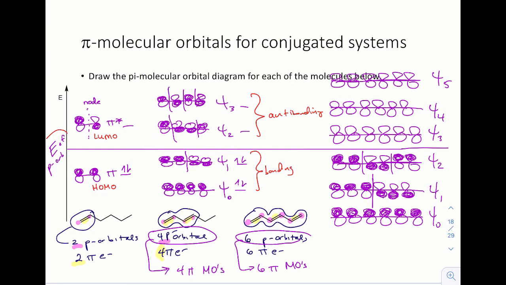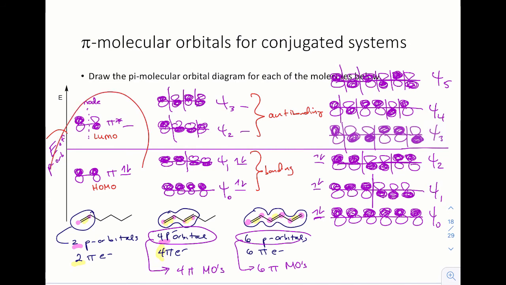For psi 3, there are 3 nodes, again, symmetrically distributed, changing phase across every node, right? That orbitals combining out of phase is what causes the node. Psi 4, 4 nodes, again, changing phase across every node. And finally, psi 5, the highest energy pi molecular orbital, contains a node between each adjacent p orbital. There are 6 pi electrons in this system. Those 6 electrons occupy the 3 lowest energy bonding orbitals.